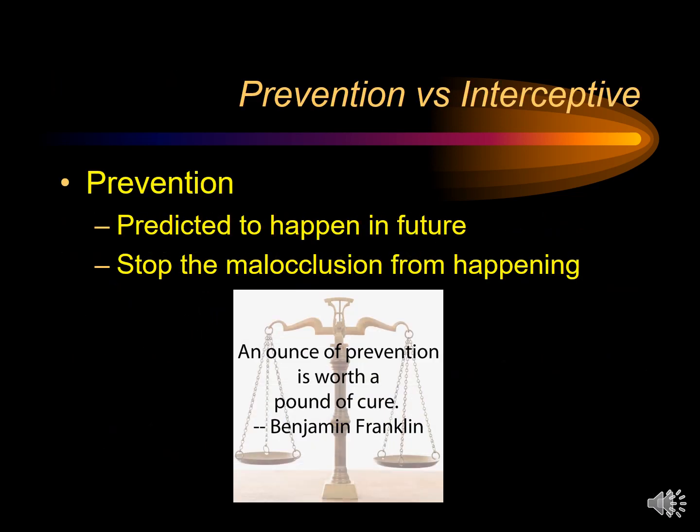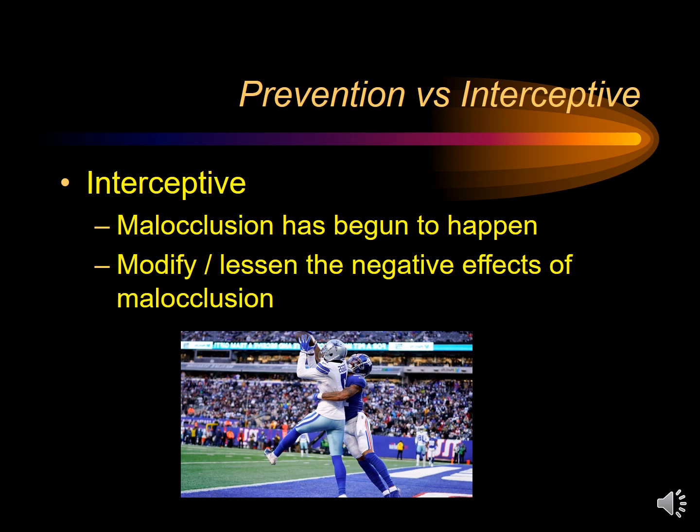Okay, let's have a look at what is prevention and what is interception. Prevention is indicated in a situation where the malocclusion has not happened but is predicted to happen in future, and the aim is to stop the malocclusion from happening. Interceptive treatment is indicated where the malocclusion has begun to happen, and the aim is to modify or lessen the negative effects of the developing malocclusion.